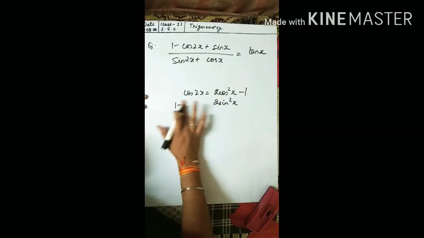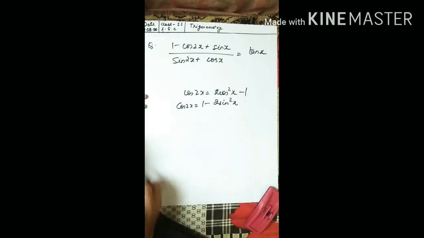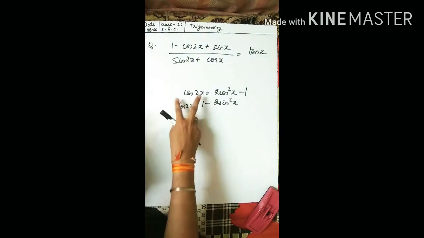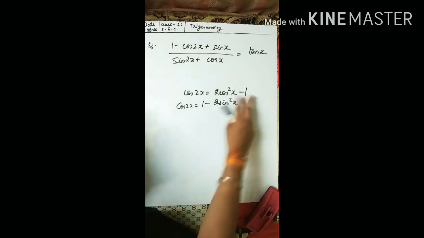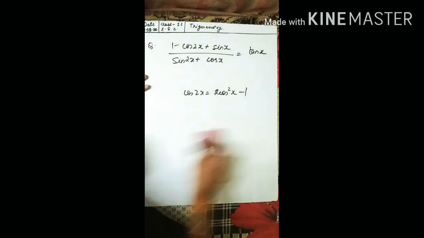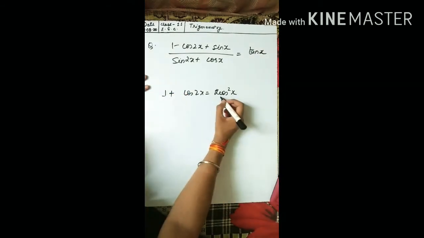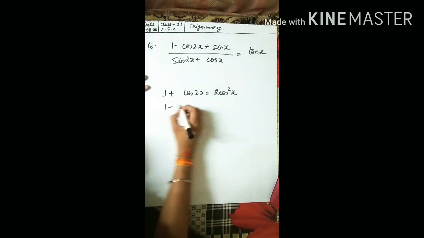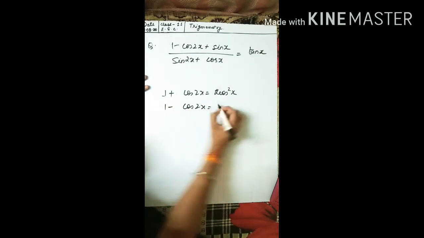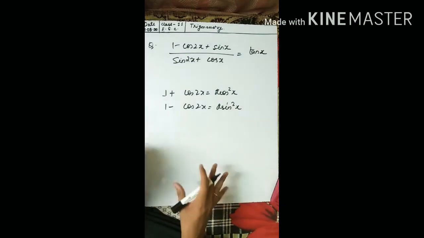I told you the two formulas of cos 2x: 2 cos square x minus 1 and 1 minus 2 sin square x. So I have understood this identity as: for 1 plus cos 2x, 2 cos square x, and for 1 minus cos 2x, we have 2 sin square x. That is how I have understood this identity.